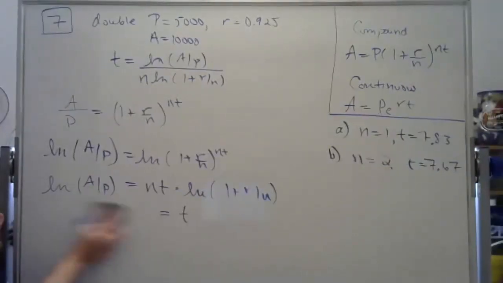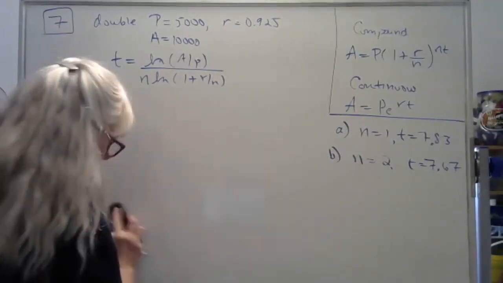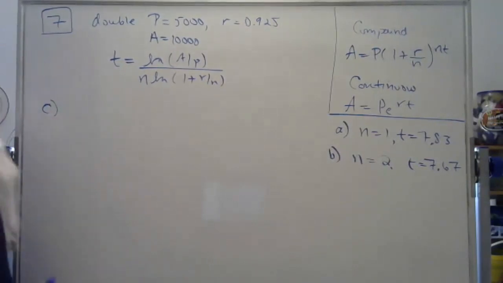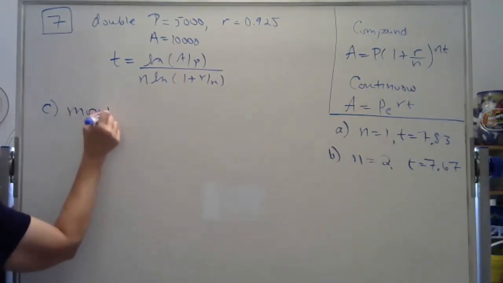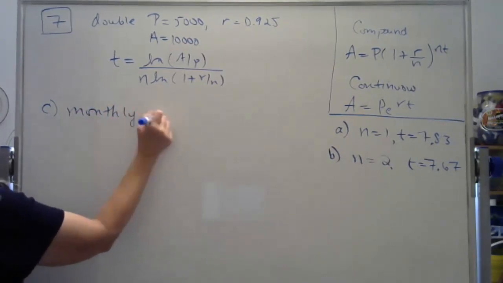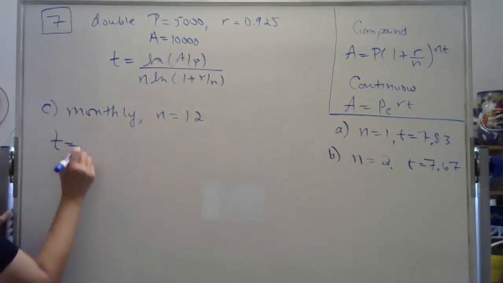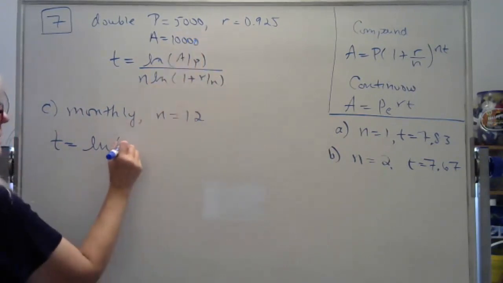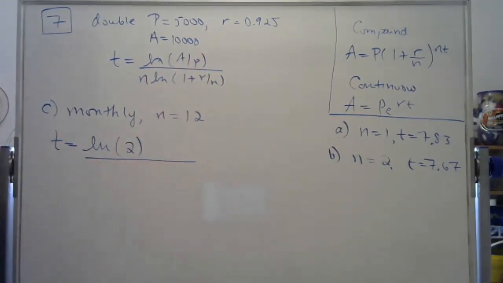So now we can do part C and see if it's any quicker to do it, now that we've solved our formula. Part C says, now what we're going to do is do it monthly. So that means that n is now equal to 12. So using our newly developed formula, I'm going to go ahead. I already know that a divided by p is 2, so I'm just going to write in the 2. It just saves us a little bit of time. That's that doubling that's going on.